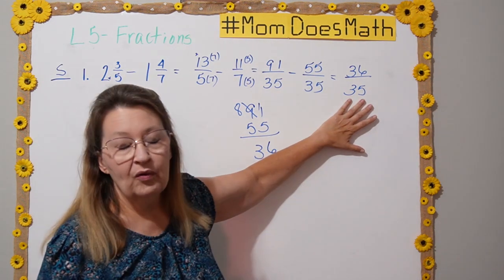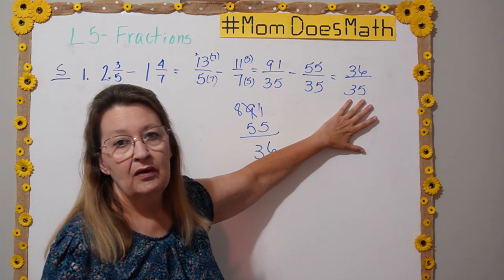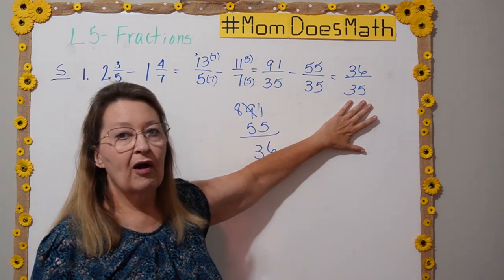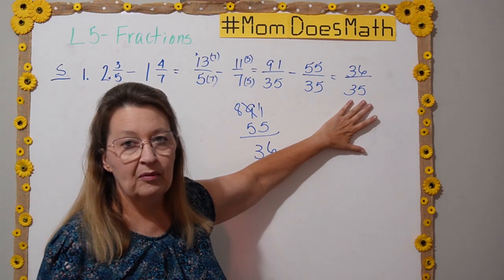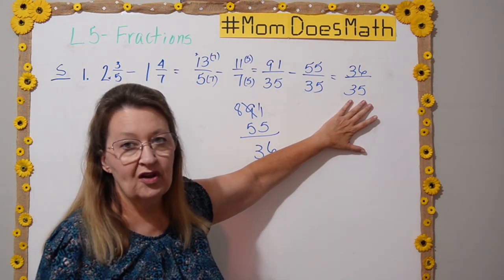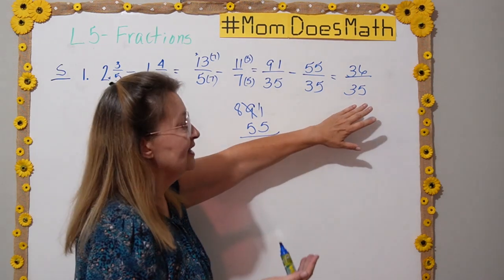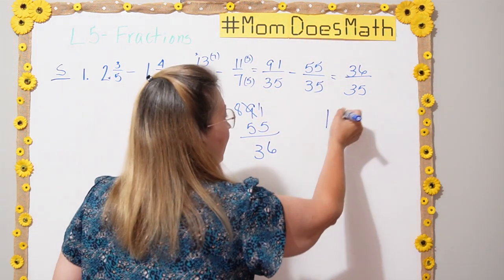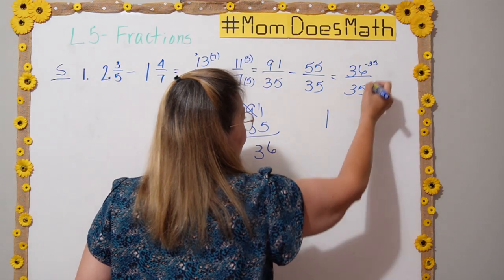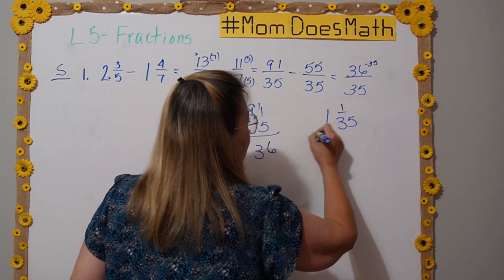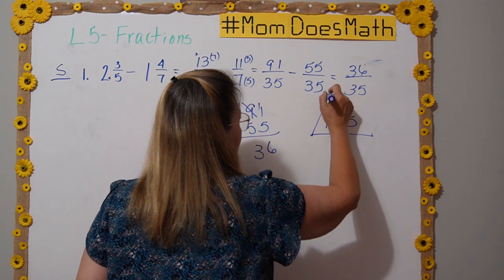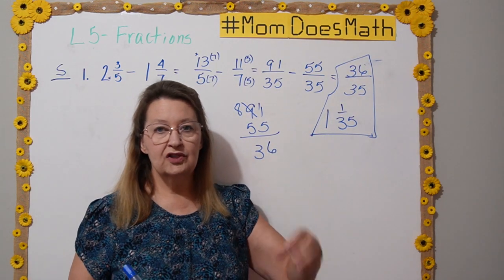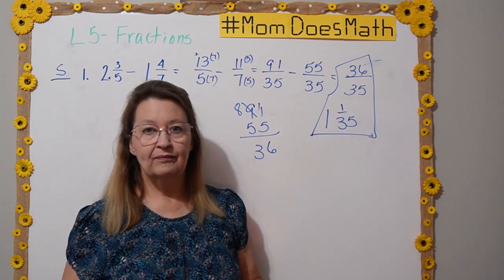So is there a number that will go into 35 and 36? No. So this is a perfectly correct answer, but if your problem says change all improper fractions to mixed numbers, you would want to write this as, how many times will 35 go into 36? 1 time. And when you subtract that 35, what do you have? 1 left over. So either one of these is the correct answer. It just depends on what your teacher or your problem asks you for. All right, let's move on.